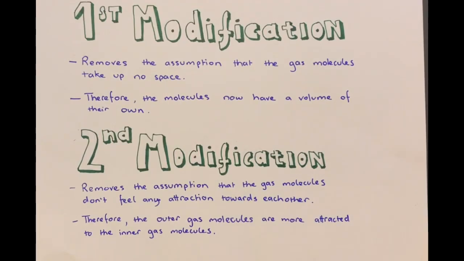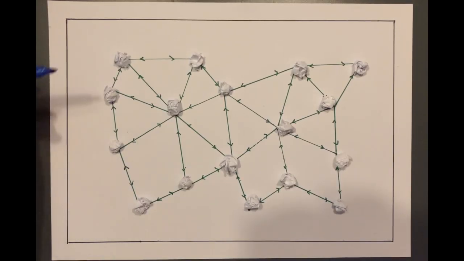The second modification removes the assumption that the gas molecules don't feel any attraction towards each other. This means that the outer gas molecules are more attracted to the inner gas molecules, which then means that they collide with the container much less frequently. In this diagram, we have molecules of gas within a container, with the van der Waals forces between them shown in green. For simplicity, only the forces between particles which are close together are drawn.